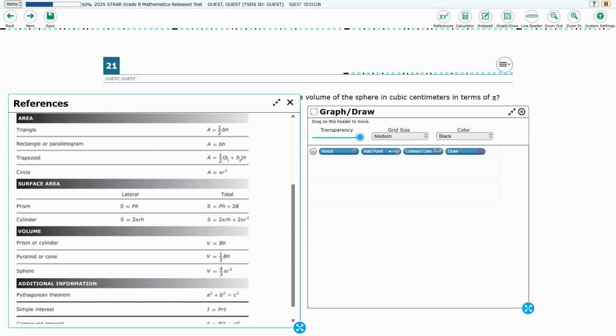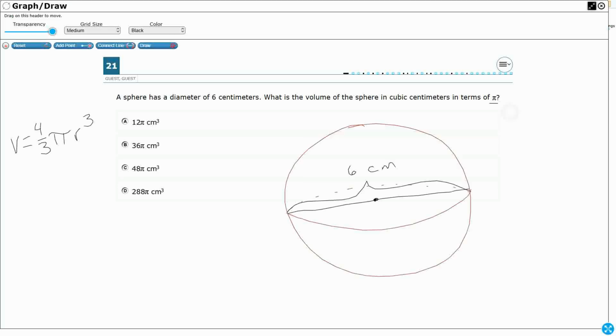Okay, so we got prism or cylinder, pyramid or cone. There's our sphere right there. And so what we need is V equals 4/3 pi r cubed. All right, that's the formula that we need right there.